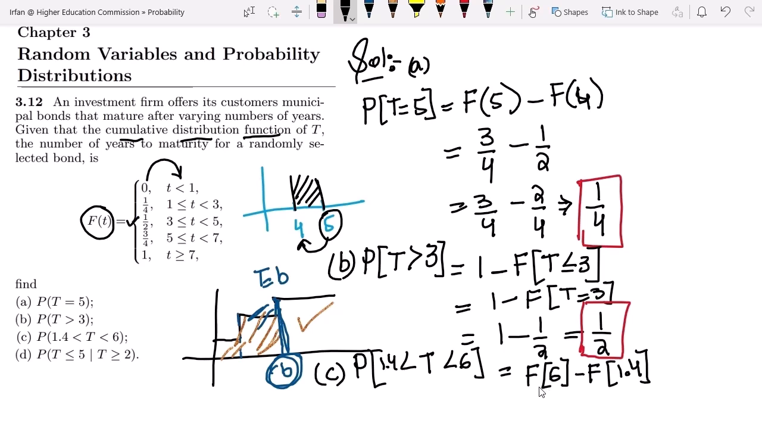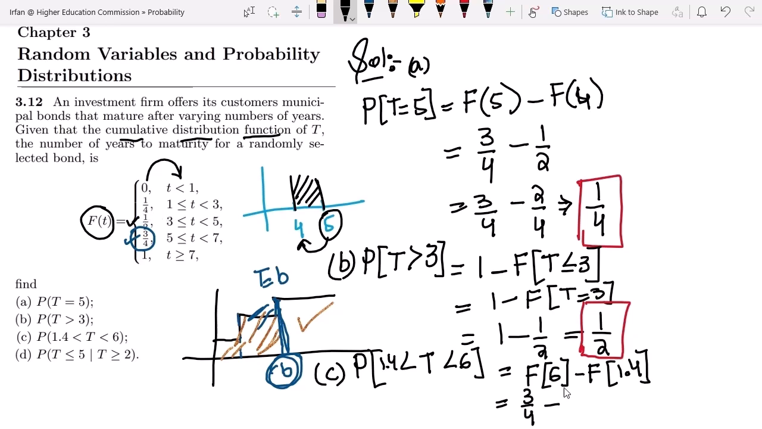In writing f of 6, let me search for it, and here I can see that this basically lies in the range here. This 3 by 4 lies in the range where t is greater or equal to 5 and less than 7. So 6 lies in the range here, and therefore it will be 3 by 4, which is given here. Similarly, from it I have to subtract f of 1.4, and let me see where it lies. It can be very easily seen that it also lies here, because this is the range where t lies between 1 and 3.